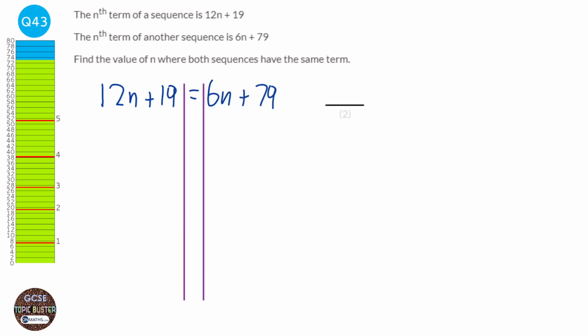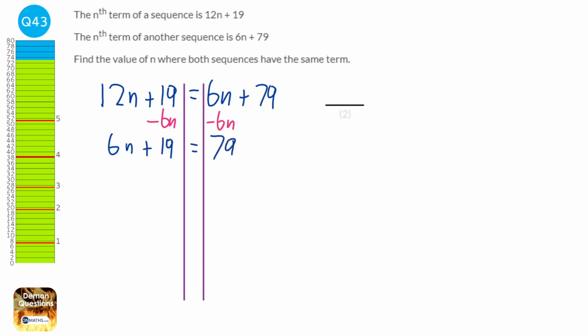So I draw my lines down, and I'm going to start off by getting rid of the n's from both sides. So we look to see which is the smaller amount. So we've got 12n and we've got 6n, so the smaller amount is the 6n. So we're going to take away 6n both sides, and so that would be 6n plus 19. And we've got rid of the 6n, so just 79.